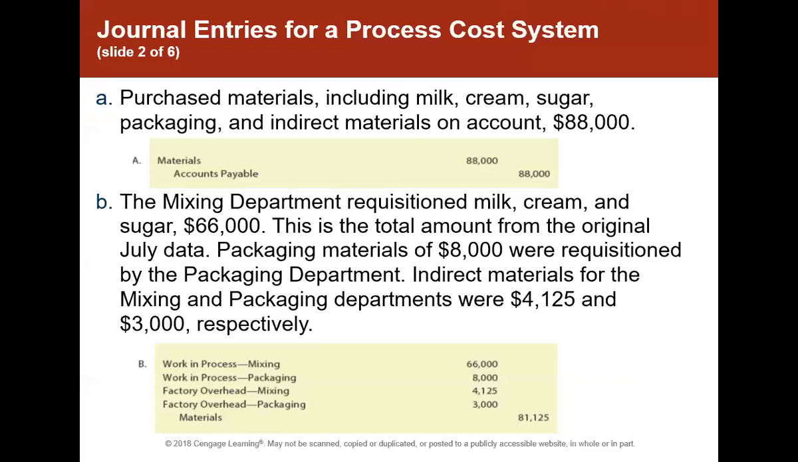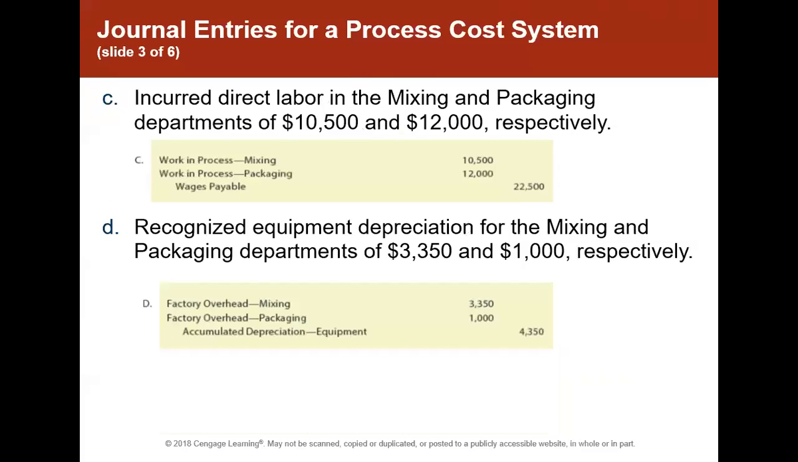Indirect materials get charged as actual factory overhead, right? So those get debited to factory overhead for mixing and factory overhead for packaging. And then we credit materials, showing it coming out of our total materials. So we had 88,000 materials and we requisitioned 81,125. So again, this is really not too different. It's just separating out the different work in processes, okay? So the journal entries aren't too bad.